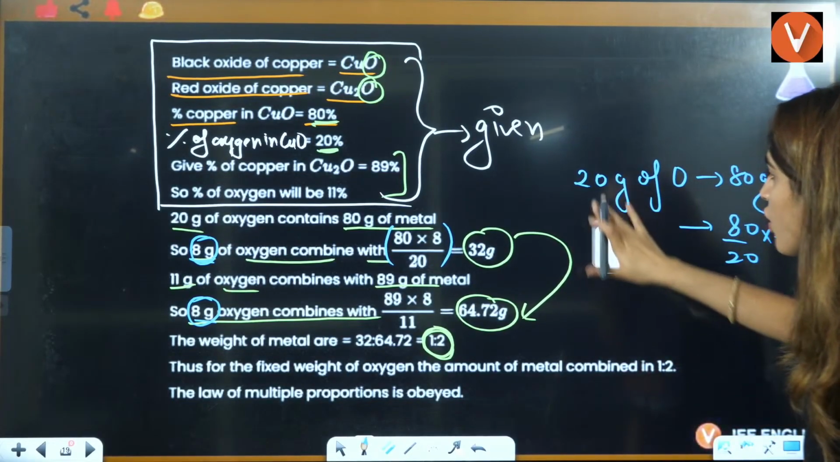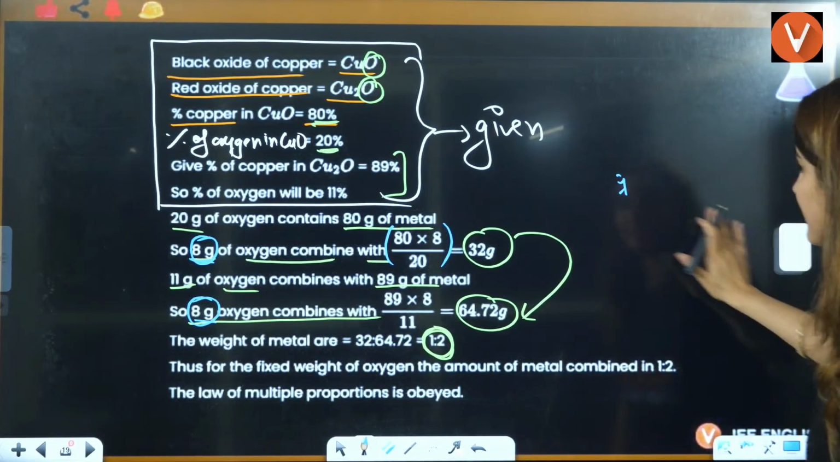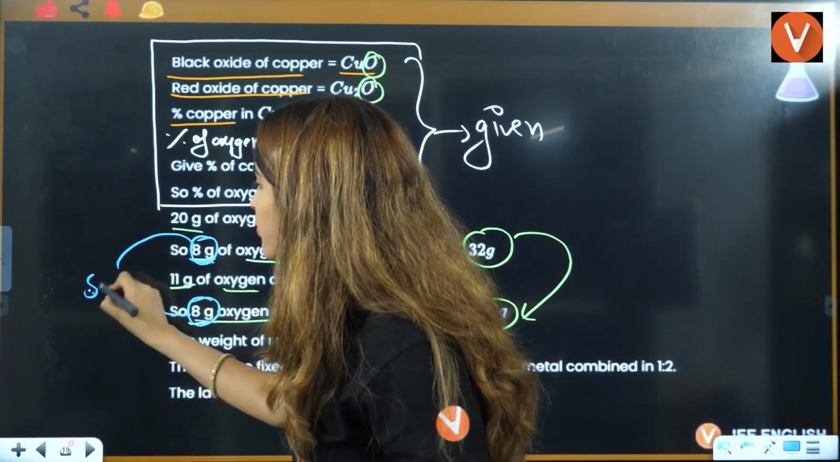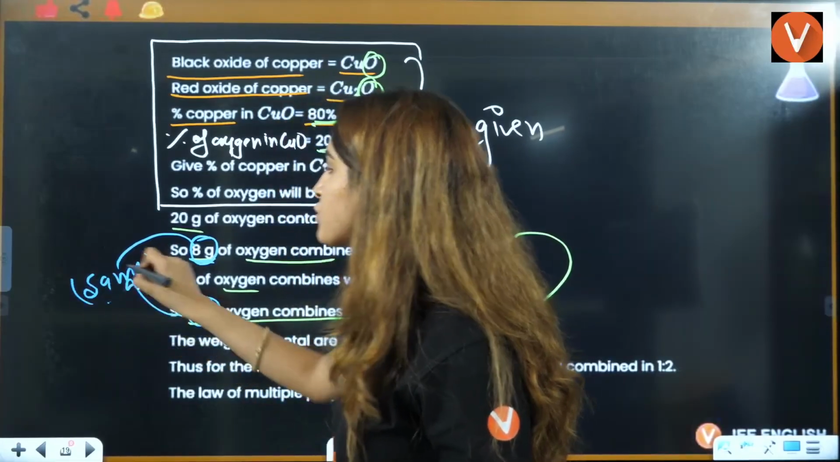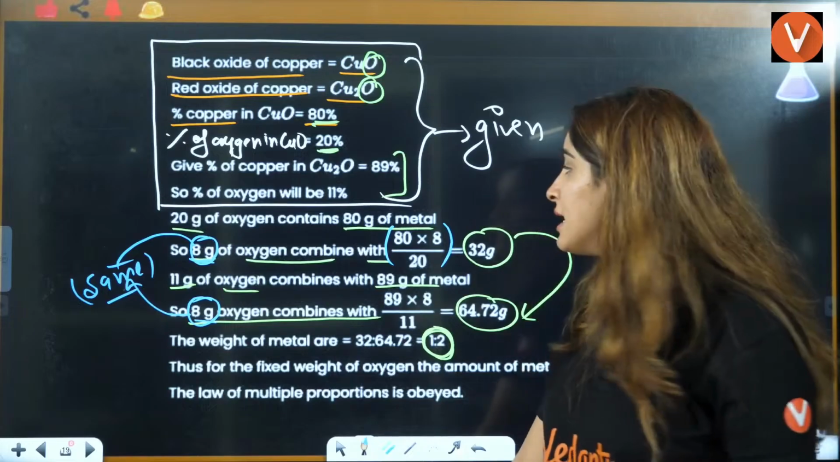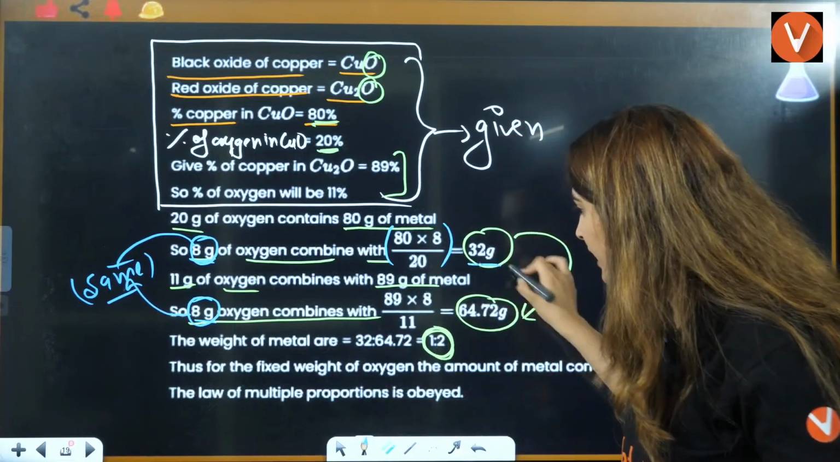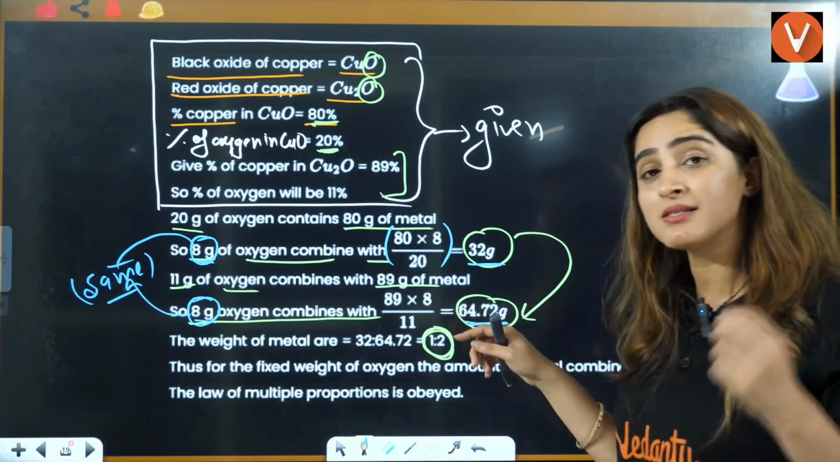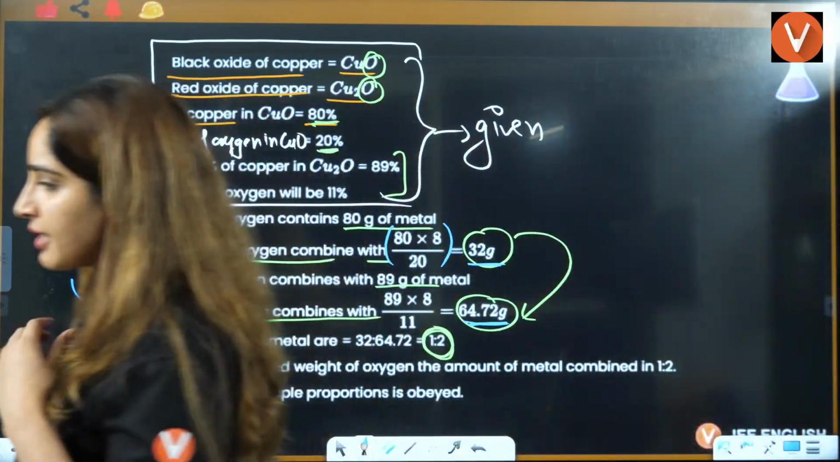The rest is your choice. You can take anything here, but just remember that this and this should be the same. Whatever you are taking, that should be the same. Only then can we see the verification. And the amount that you are getting here, if it is in a simple whole number ratio, then it is correct.